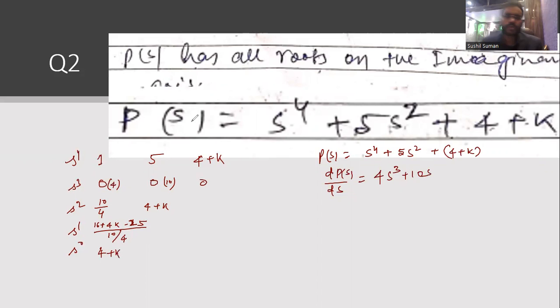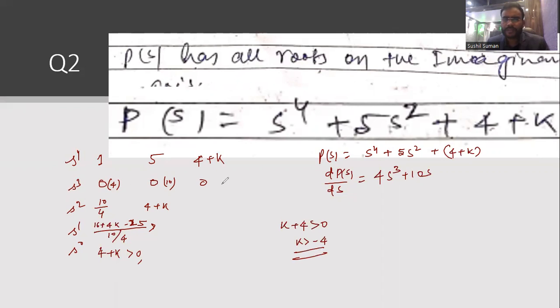Now for all roots on the j omega axis, this should be positive. So K plus 4 should be positive, so K is greater than minus 4. This should also be positive. Why should this also be positive?